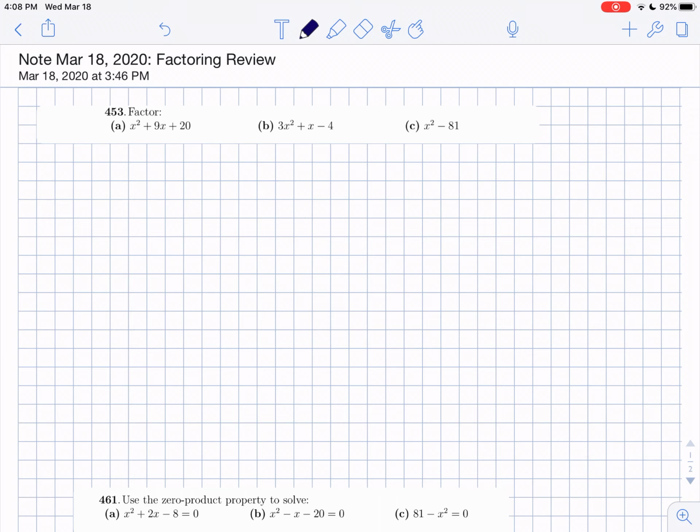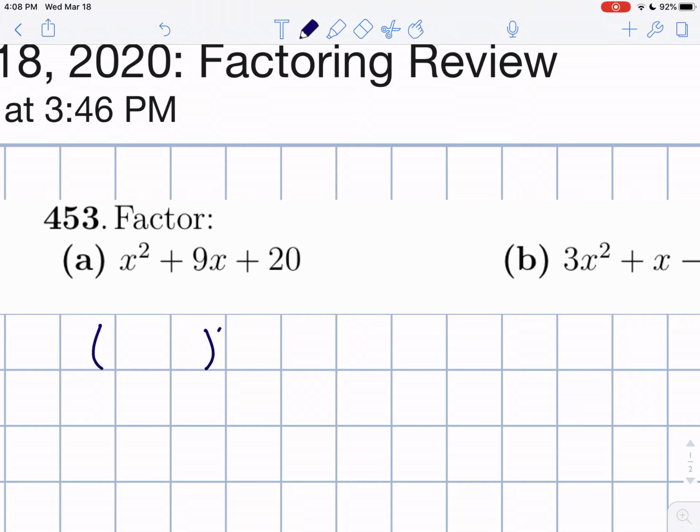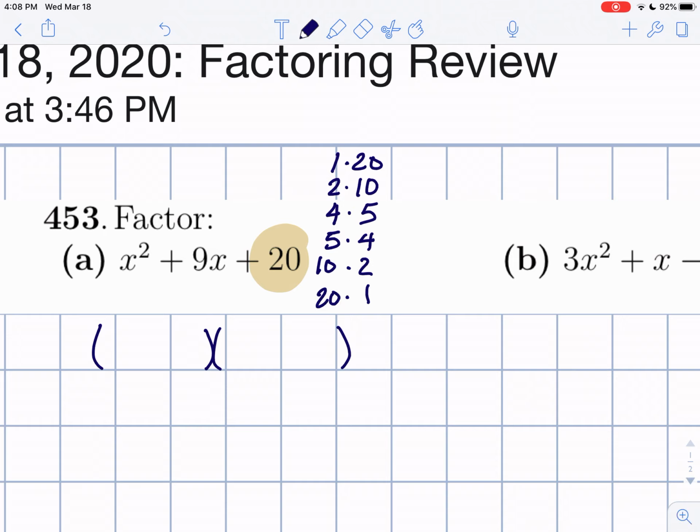far. The first one being just setting up your parentheses and looking for factors of this C value that will potentially add up to 9. So factors of 20 are 1 and 20, 2 and 10, 4 and 5, 5 and 4, 10 and 2, 20 and 1. The factors that add up to 9 are either this one or this one. You can pick either order, it doesn't matter. And then in this case, we would set up x and x, 4 and 5, or 5 and 4.